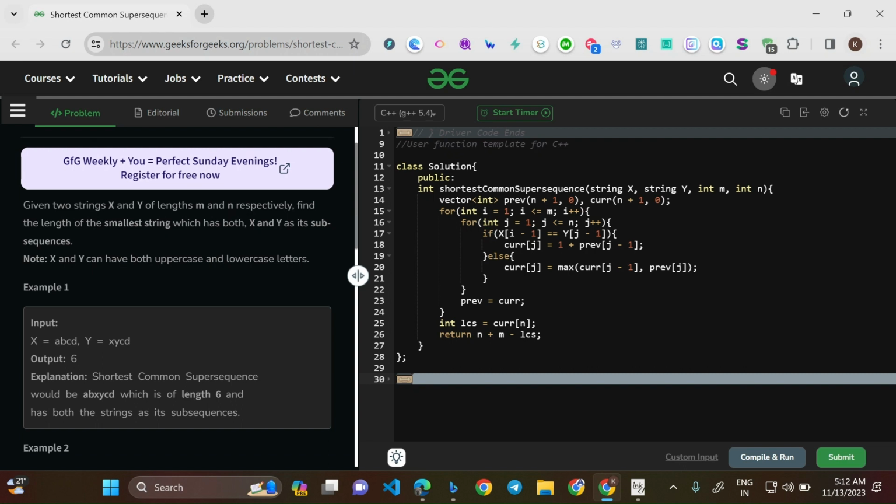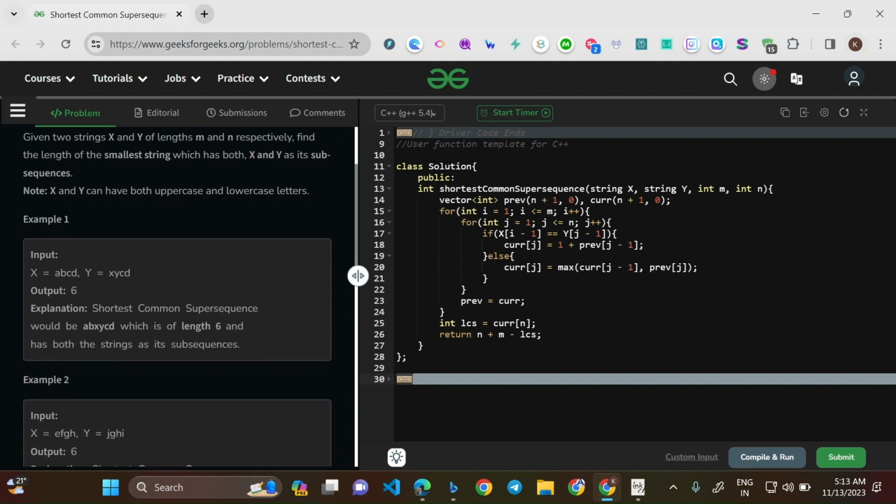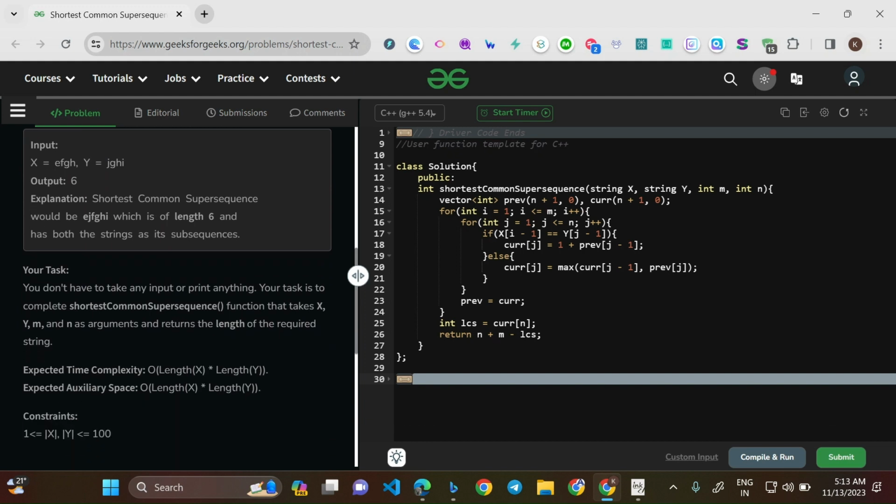The question states that given two strings x and y of lengths m and n respectively, find the length of the smallest string which has both x and y as its subsequences. You need to find the length of the smallest string. That is very important, I'm stressing that part, smallest string. There are various strings that are possible that have x and y as subsequences, but you need to return the smallest among them. And you need not return the string, it's fine if you return the length of that string. x and y can have both uppercase and lowercase letters. These are some of the examples that have been given. We'll see that in brief on the notepad.